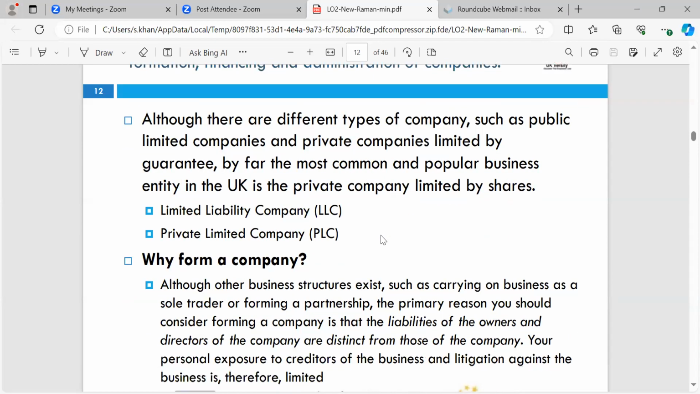Although there are different types of companies, such as public limited companies and private companies limited by guarantee, by far the most popular business entity in the UK is a private company limited by shares. So it's a limited liability company, LLC, and a private limited company, PLC.